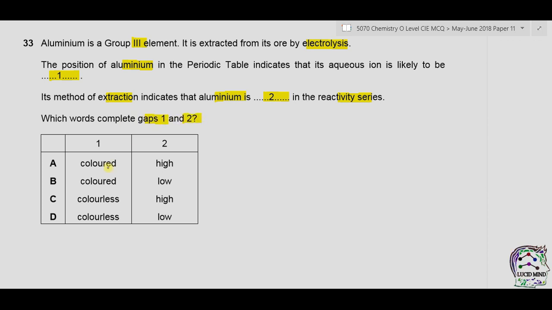In gap 1 we can fit colored or colorless. As aluminium is a group 3 element, this is a colorless element, because transition elements form colored compounds. Second, the extraction indicates that aluminium is high in the reactivity series, because aluminium is extracted with the help of electrolysis. It cannot be extracted by carbon or decomposition. The answer is therefore C.